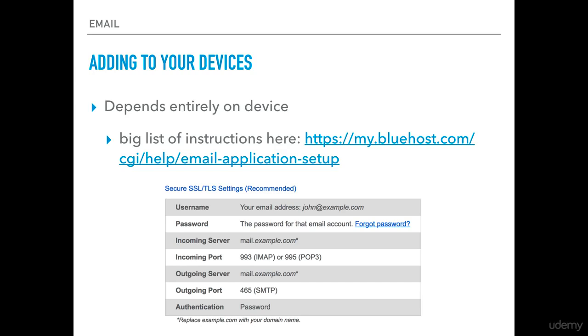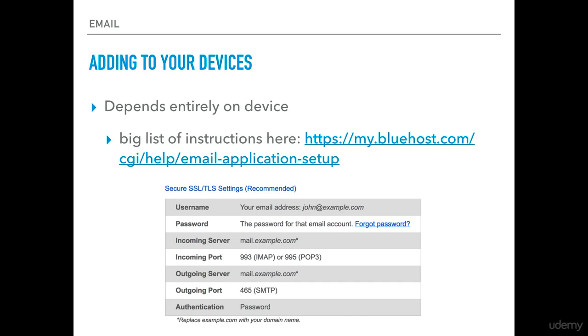It's difficult for me to go through every single device because there are so many different devices and the instruction is going to be slightly different. So there's a big list of instructions actually on Bluehost, and I'll put the link for this below the video as well. It's the email application setup page, and on there you can choose your device, whether it's an Android or a Nokia or an iPhone or whatever it is, and it will walk you through step by step how to set up your emails on your new device.